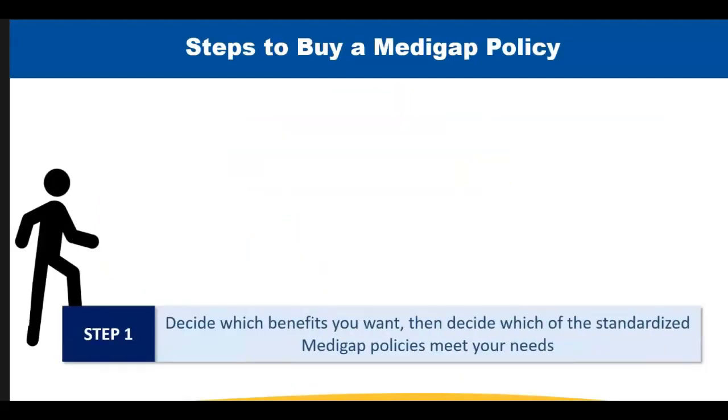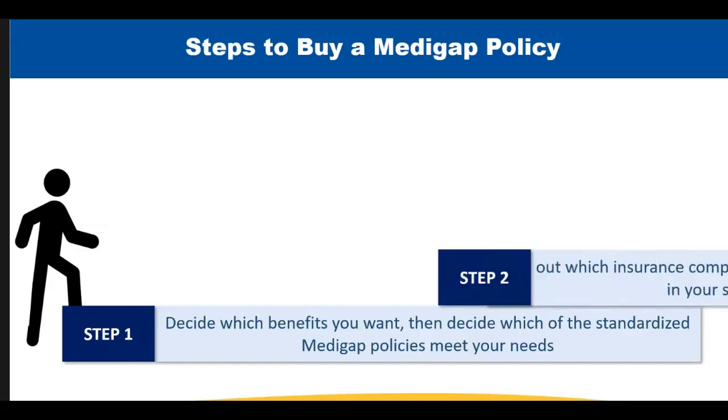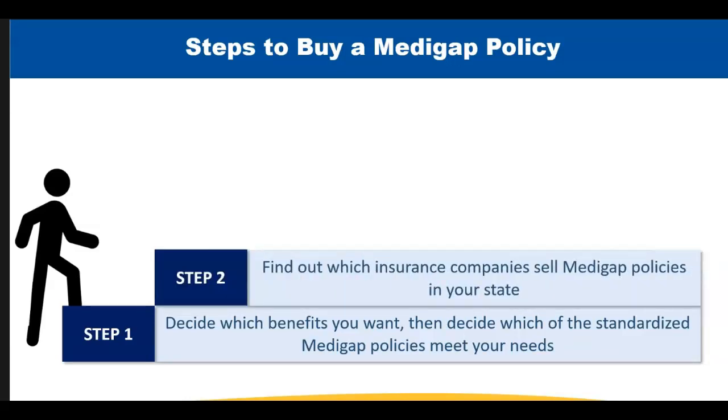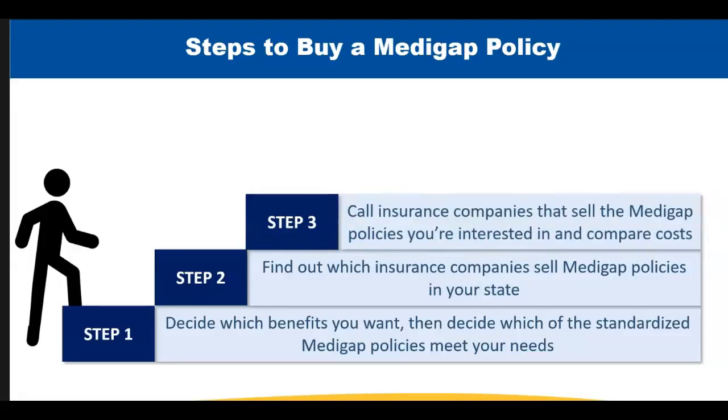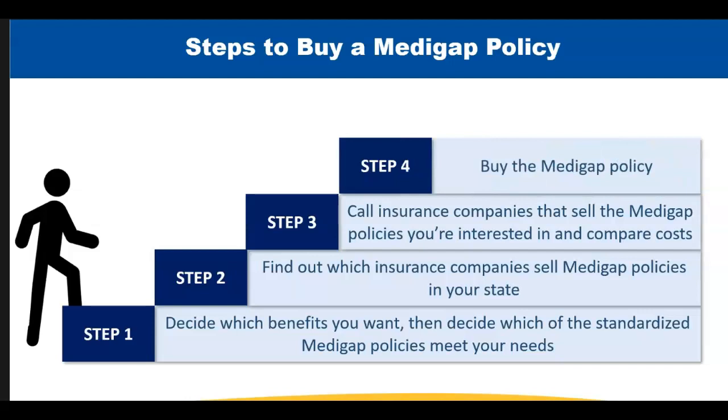So here is a very easy sequence to consider in terms of the steps to buy a Medigap policy. First, look at the chart to see which of the benefits you want. It's intended to be able to compare apples to apples and oranges to oranges. So you look at the letters and you decide which of those standardized policies meets your needs. And then you find out which companies in your state are selling those policies. Call them up and find out more about it and compare your costs, and then you are ready to buy a Medigap policy. So the sequence is intended to suggest that you start with what package you're looking for, and it's a way to go step-by-step through choosing a Medigap policy.